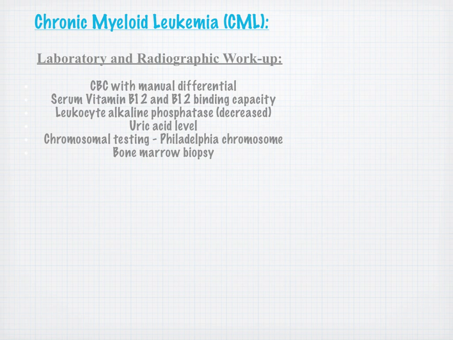Laboratory and radiographic workup, what do I know? Well, I know about CBC with manual differential. I know about vitamin B. I might know about leukocyte alkaline phosphatase. I might not. I don't think you guys have talked about that in any other class. So the ALK-phos and leukocyte alkaline phosphatase we'll be covering next term. Chromosomal testing, you could do a test for the Philadelphia chromosome and a bone marrow biopsy. But what are you going to do, primary care folks? So, CBC with manual differential.